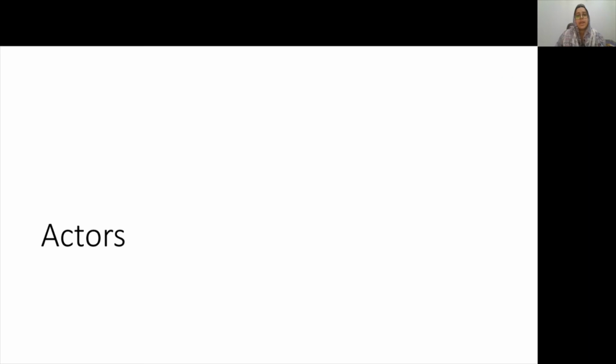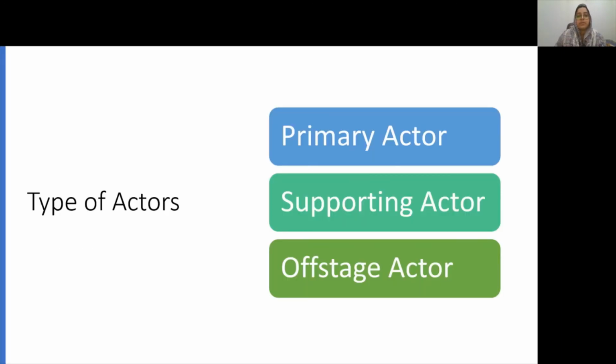Actors. An actor is someone that interacts with the system to carry out a specific task. There are different types of actors in a use case. So there are primary actors, supporting actors, and offstage actors. Let's see the differences. A primary actor has user goals fulfilled through using services of the system under discussion. So for example, in the previous example, the cashier will be a primary actor of the POS system because the cashier is actually directly fulfilling a certain goal by using the system. So the cashier will be our primary actor.